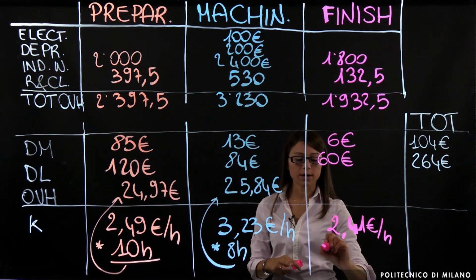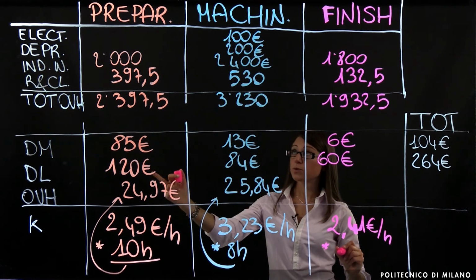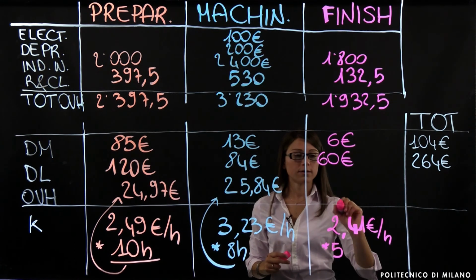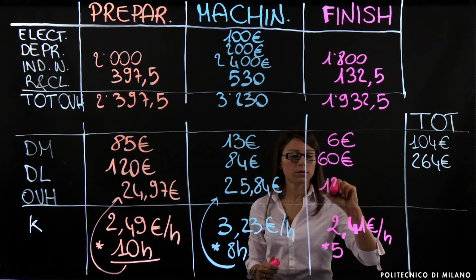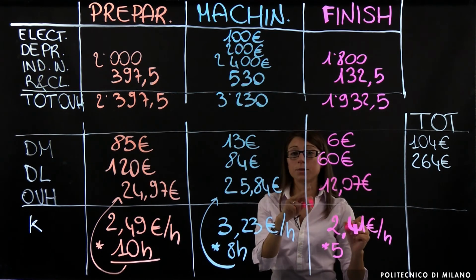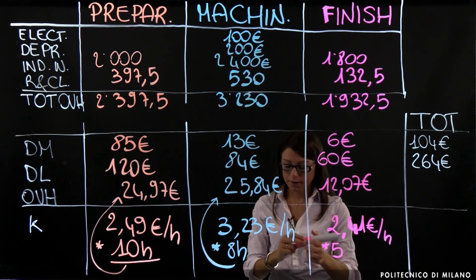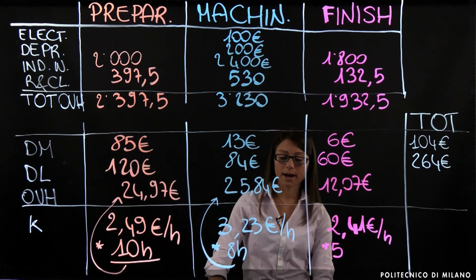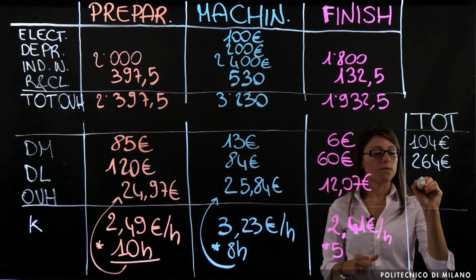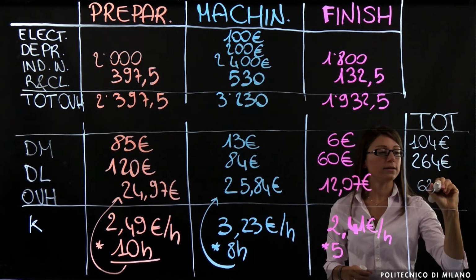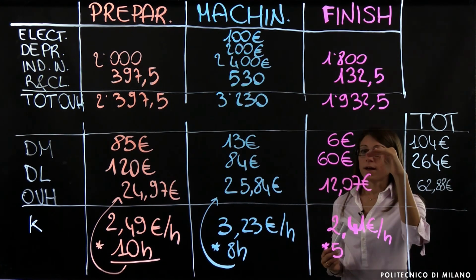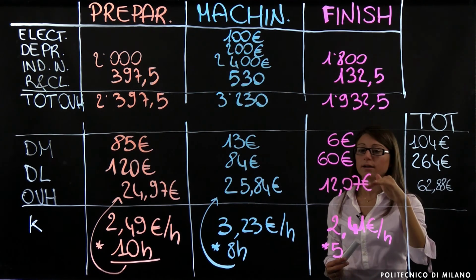Again, if we multiply this K by the direct labor hours absorbed by our job within the finishing department, that is 5, we can identify a value of 12.07, that is the portion of these overheads that have been absorbed by our job within the finishing department. If we sum the value of the overheads which have been absorbed by our job, we can identify a value of 62.88 euros. And basically at this point we have traced the value of direct material, direct labor and overhead.